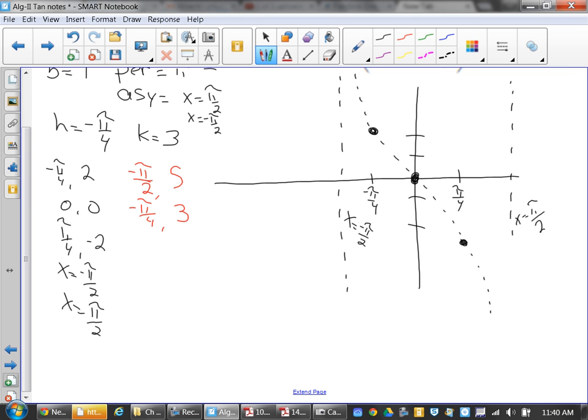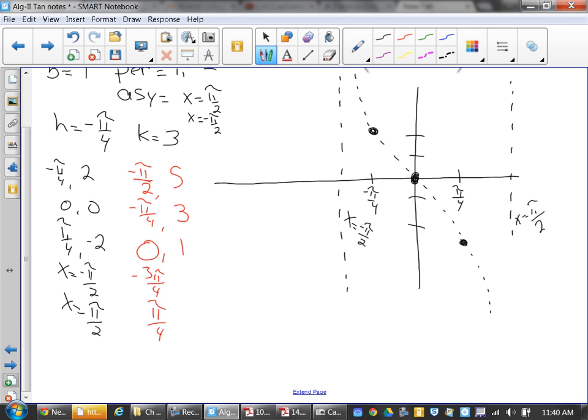Pi over 4 minus pi over 4. Zero. 0 and 1. And then our asymptotes. Moving your asymptotes, same thing. You just have to move them to the left. You don't have to do any vertical component to them because they're vertical asymptotes. So negative pi over 2 minus pi over 4 is? Negative 3/4. And the other one is pi over 4.